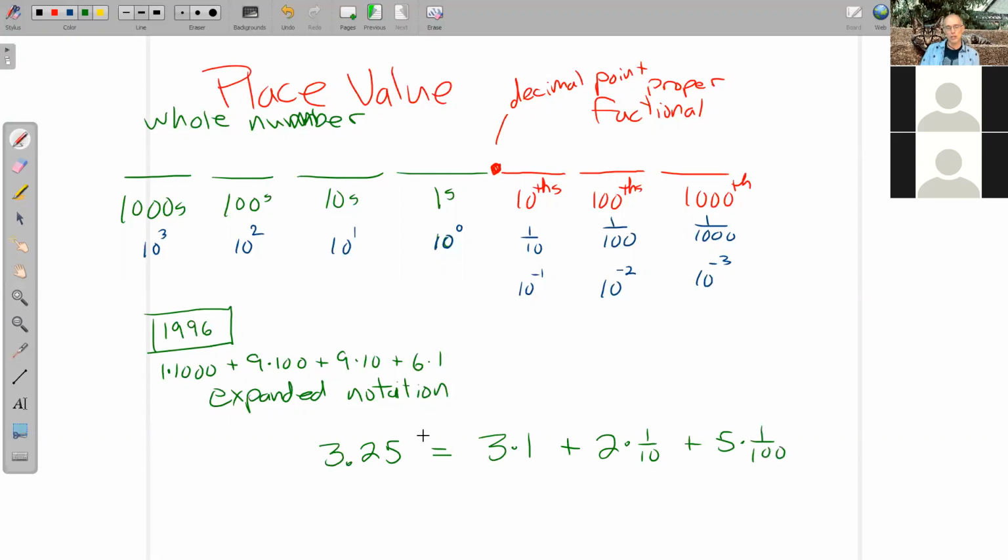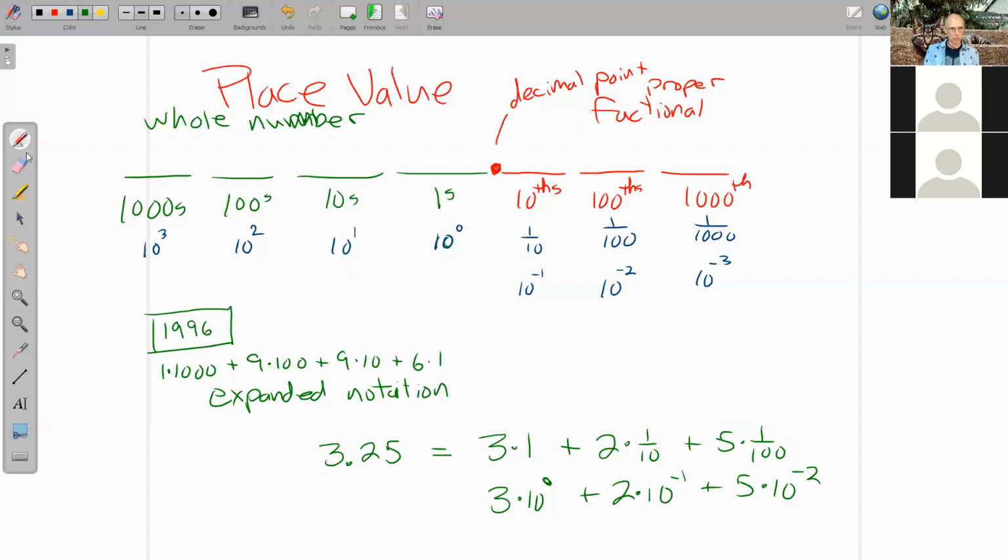Now I could also write it using exponential notation. So that would be 3 times 10 to the first, oops, I lied, 10 to the 0, plus 2 times 10 to the -1, plus 5 times 10 to the -2. So we can still expand with decimals, and we can expand by either identifying the place value as, say, 1/10 or 100th, or we can identify it using exponents.